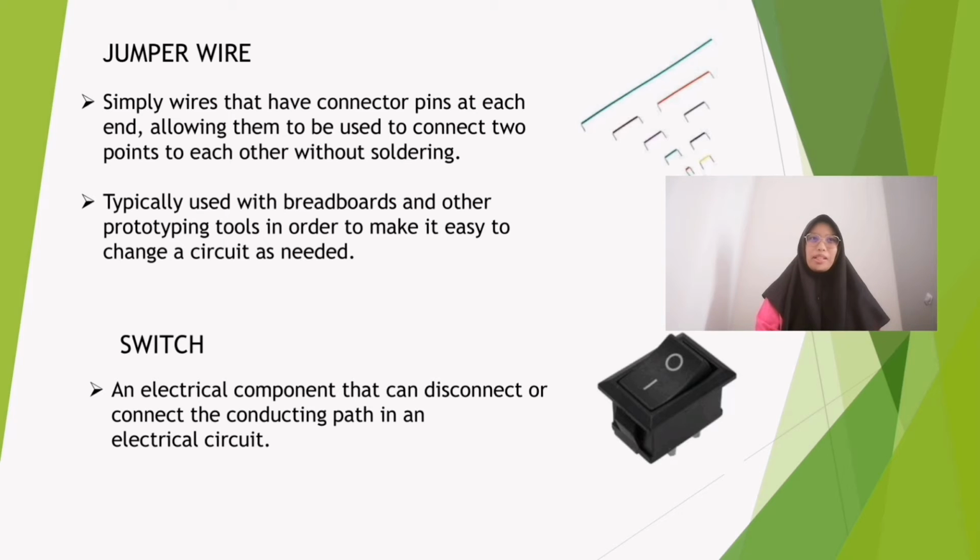Jumper wires are simply wires that have connector pins at each end, allowing them to be used to connect two points to each other without soldering. Jumper wires are also used with breadboards and other prototyping tools in order to make it easy to change a circuit as needed. And the last component that we use is a switch. A switch is an electrical component that can disconnect or connect the conducting path in an electrical circuit.